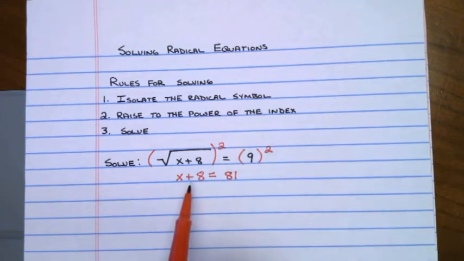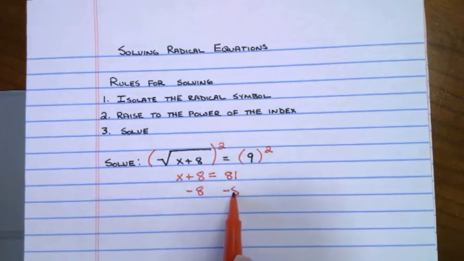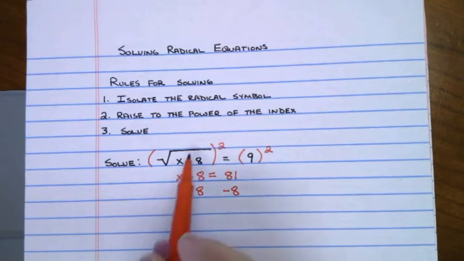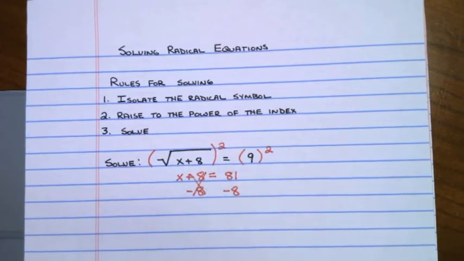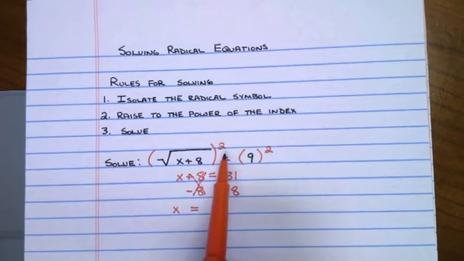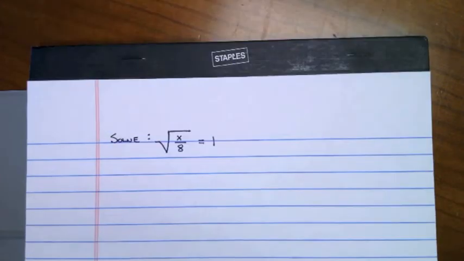Just like here, I need to get rid of this plus 8. What's the opposite of plus 8? Minus 8. I need to subtract 8 from both sides. Just like up here, those cancel out. Up here, the square root and squared canceled each other out. 81 minus 8, 73. Let's look at this example.